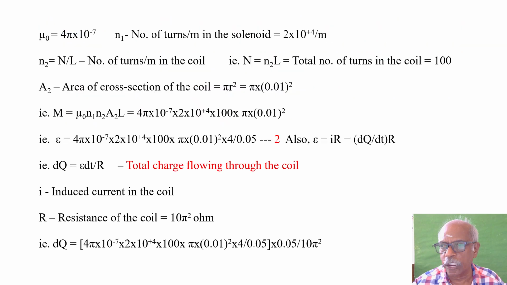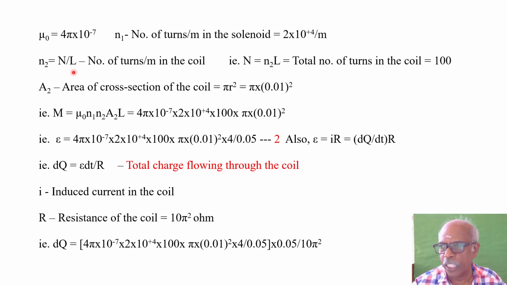What are these values? 4 pi into 10 power minus 7. n1, number of turns per meter in the solenoid, is 2 into 10 power 4 per meter. You know what is n2? Has n2 been given here? No, it has not been given. But n2 is equal to number of turns per meter in the coil. How will you find it, sir? What is the formula for that? Capital N by L. Capital N is the total number of turns in the coil and L is the length of the coil. Sir, L has not been given, sir.